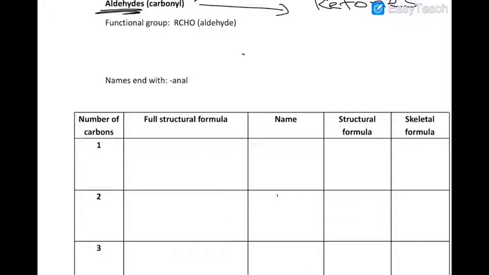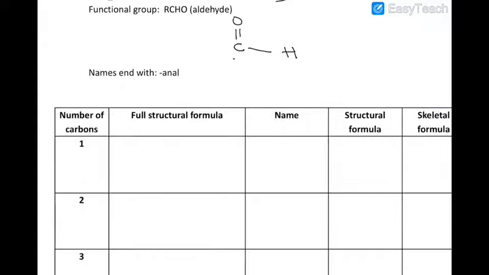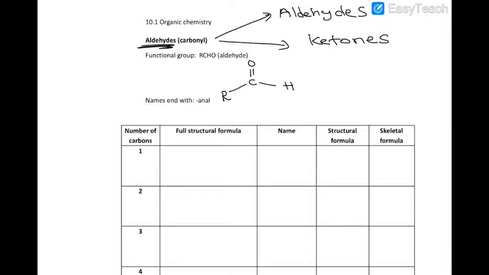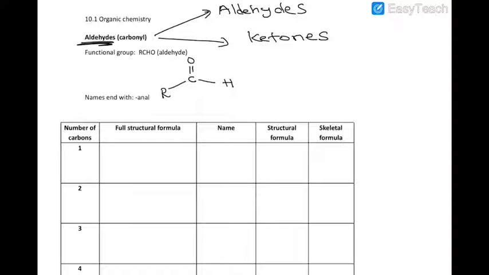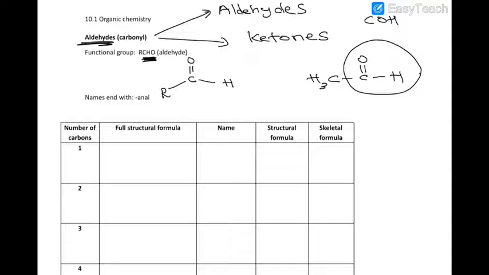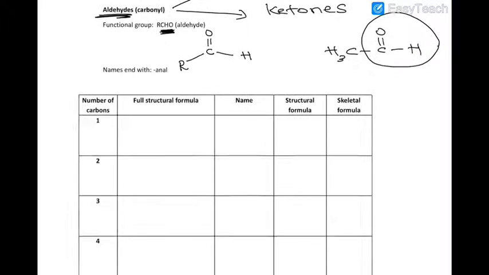For aldehydes, you will have a C double bond O bonded to an H and then bonded to an alkyl chain. This alkyl chain can be anything. It could be an alkyl, it could also be an aryl as well. So for example, you could have CH3, and then this is bonded to COH. As soon as you see COH, this is an aldehyde, and normally we write CHO. We don't write COH. We write CHO. This is particular for aldehydes.